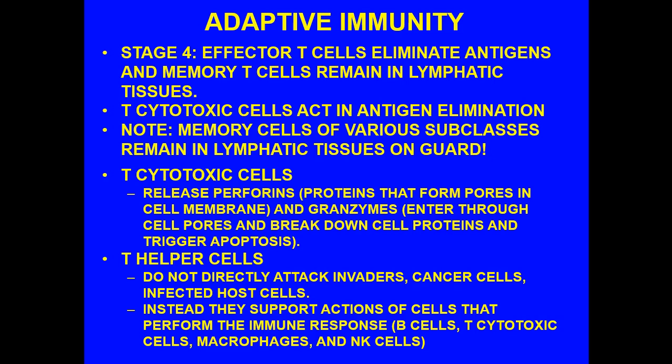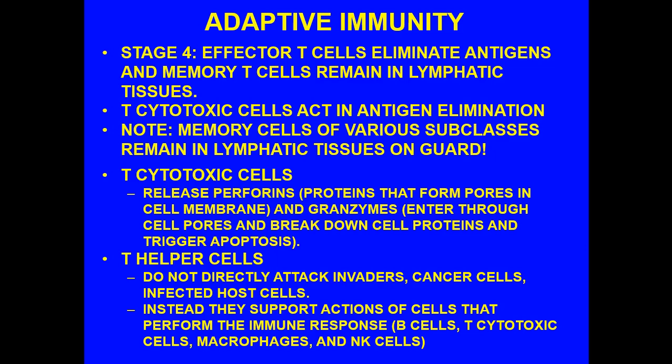Now, last section, effector T cells eliminate antigens, and memory T cells remain in the lymphatic tissues. This is where the battlefield is going to be cleared up, and you're going to have the remains left, and you're going to shut down the warriors. T cytotoxic cells act in antigen elimination. Yeah, we know that. But you got to keep in mind that you're going to have memory cells of various subclasses remain in the lymphatic tissues on guard. That's the entire key about memory cells. They are there to remain in case a subsequent attack occurs of the same pathogen, the same antigen down the road.